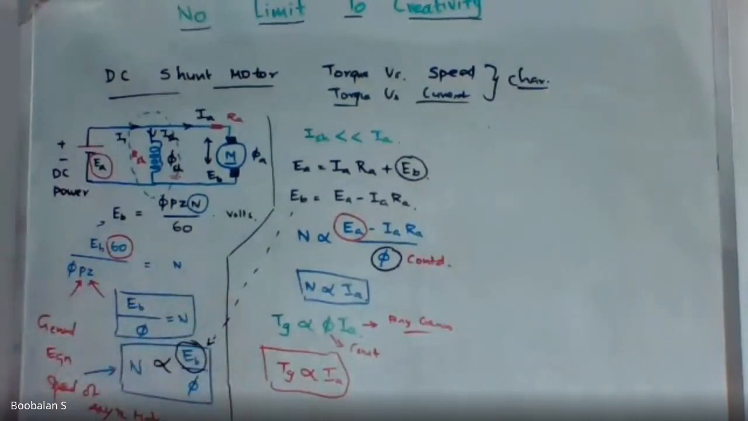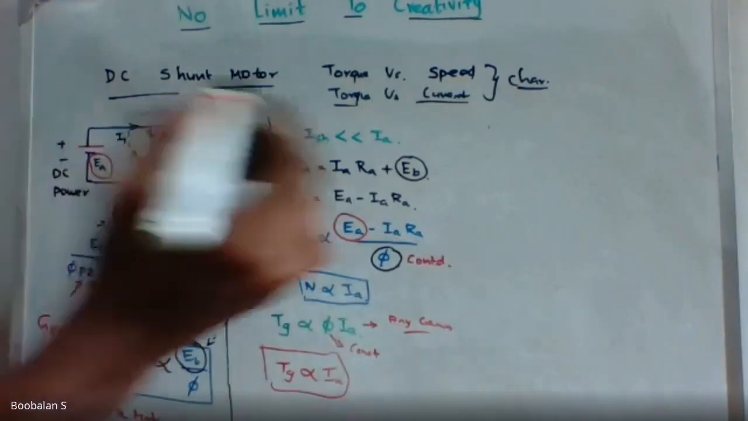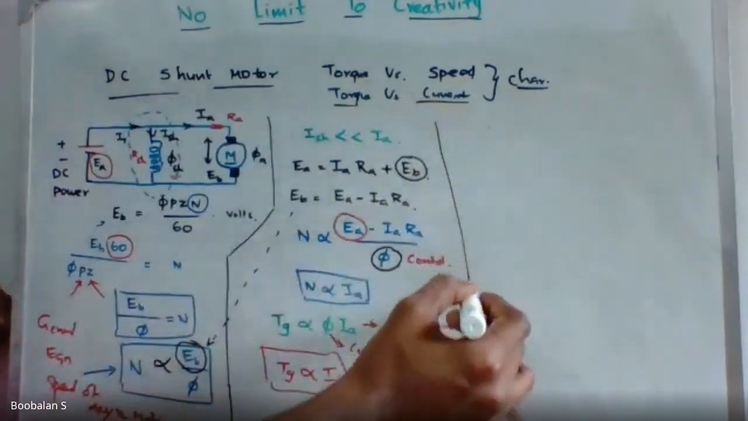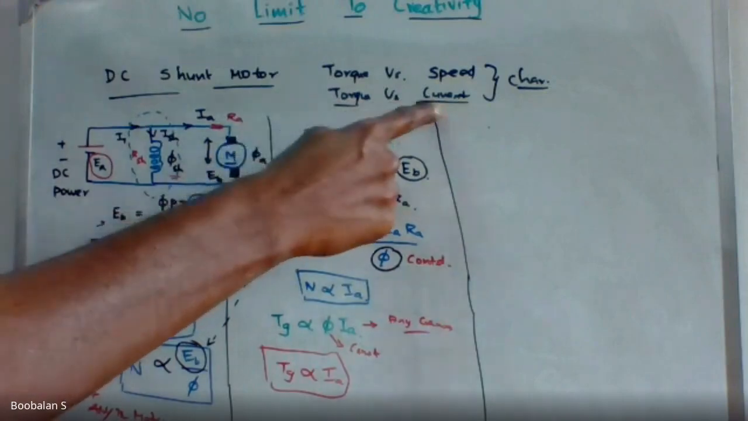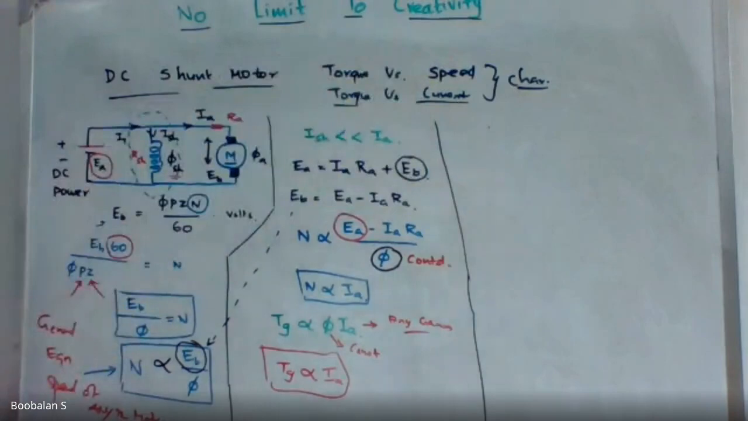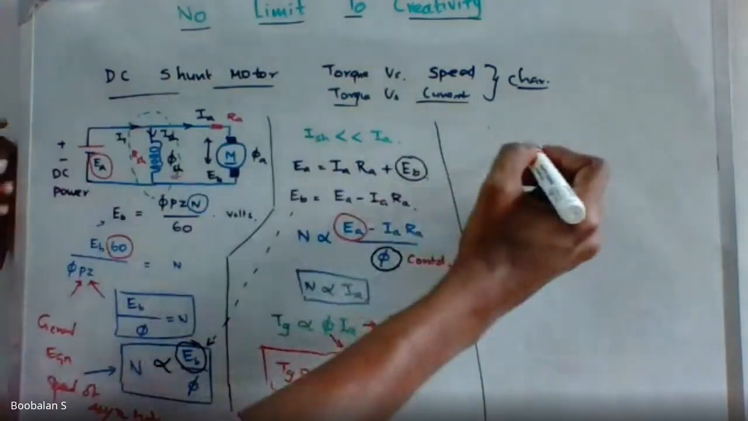So these are the two equations we have come through. We now have speed as well as torque, both directly proportional to the flow of current IA in this armature, right? So we are going to draw a graph, so that we can see a pictorial representation in a clear manner. We are going to draw torque versus current as well as torque versus speed. So I'm going to draw two graphs.